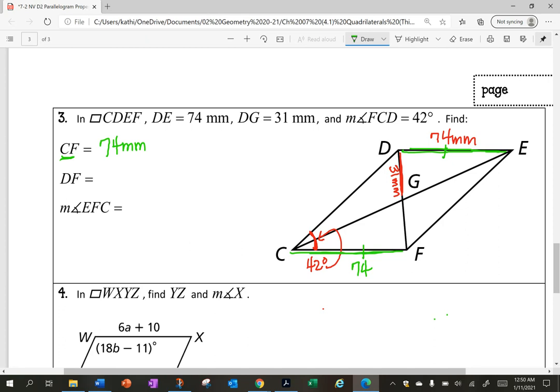Next, I want to find from D to F. So D to G and G to F are congruent. So this is 31. So D to F is going to be 31 plus 31, which is 62 millimeters.